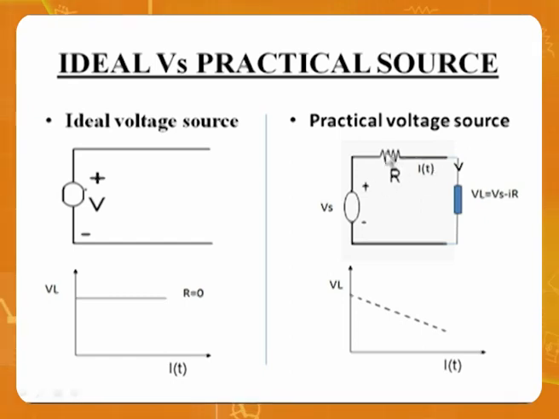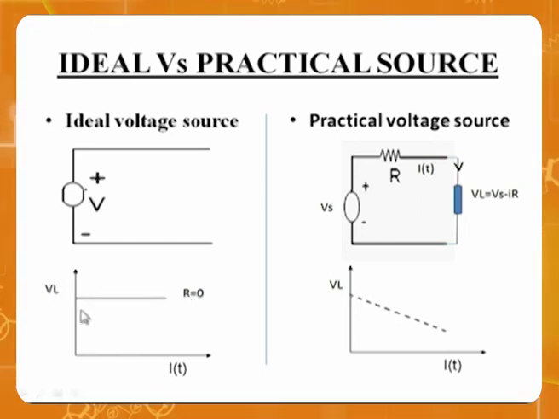So coming to this circuit also, the same. There is an internal impedance, and as I is increasing, VL is decreasing. That's why the graph is coming. This is called practical voltage source. As I said, if R is 0, you can check here. If R is 0, VL is equal to Vs. You see, R is equal to 0.